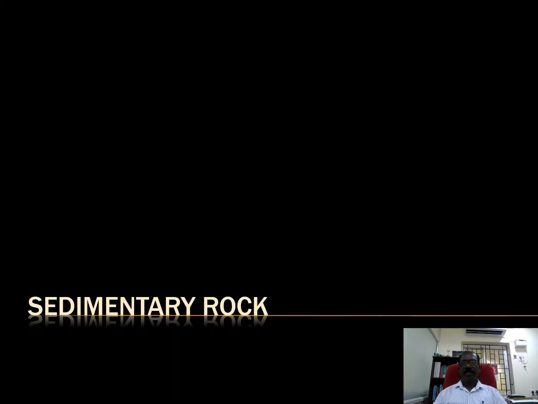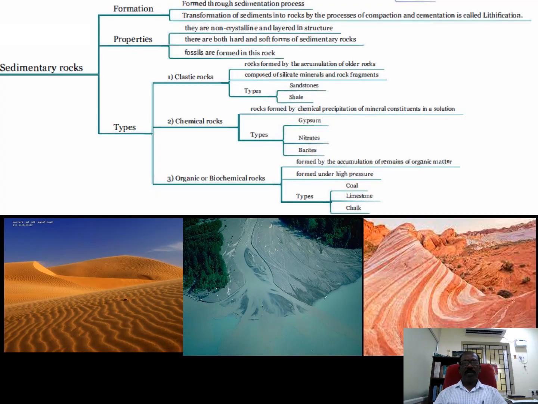The next one is sedimentary rocks. Sedimentary rocks are formed through the agents of gradation like wind, glacier, underground water and river. These are the moving bodies which carry fine silt material from one place to another place. It is transported and deposited somewhere else. So those deposits are formed through the process of sedimentation.